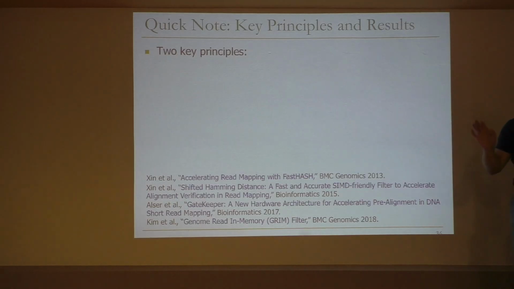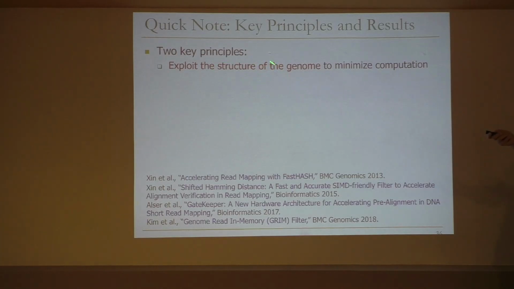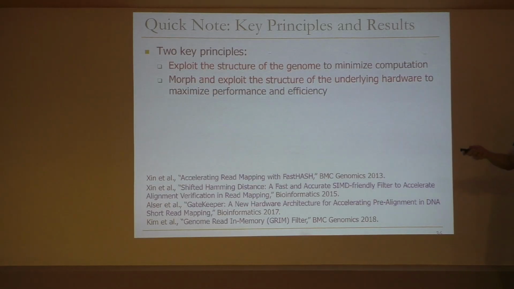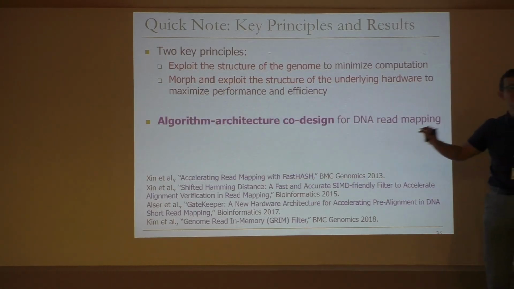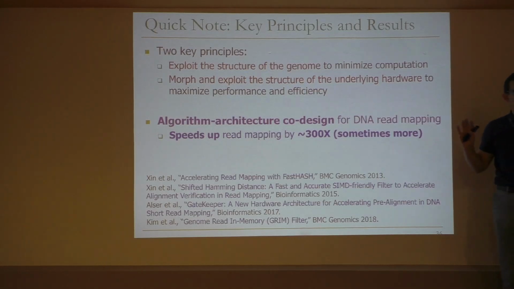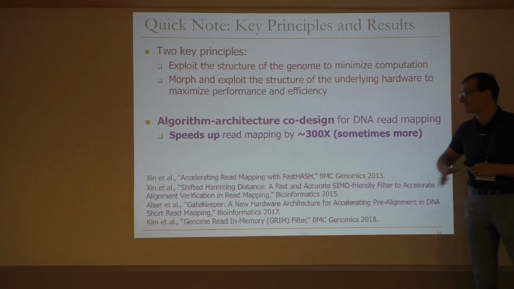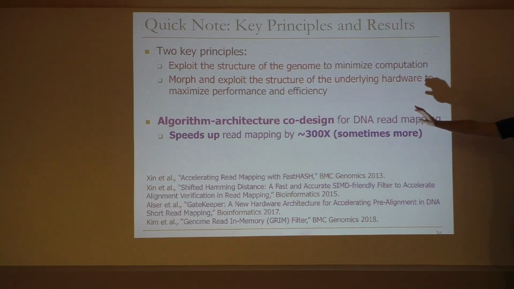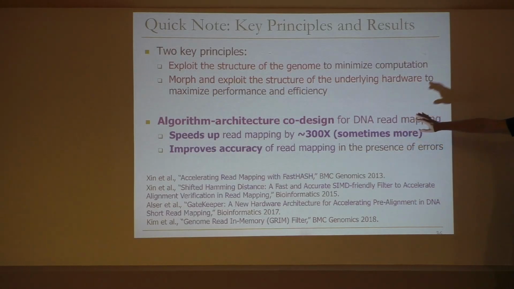So, a very quick recap. We basically exploited two key principles to accelerate genome analysis. We exploited the structure of the genome to minimize computation at the software as well as hardware levels. And we morphed and exploited the structure of the underlying hardware to maximize performance and efficiency. Essentially, this is algorithm-architecture co-design for DNA read mapping. And in the end, speed ups are reasonably large. We did a lot of rigorous studies on real data sets, and it's about 300x or so, sometimes more depending on the data set. We also improve accuracy, but I'm not talking about that. You can read the papers for the accuracy improvement. Some of the metrics actually improve your accuracy nicely.